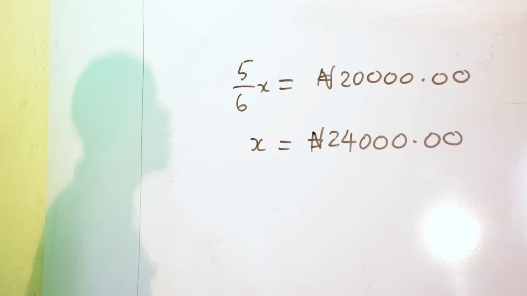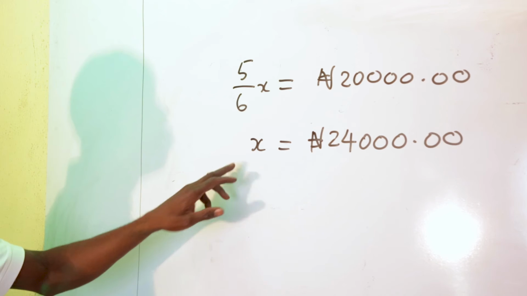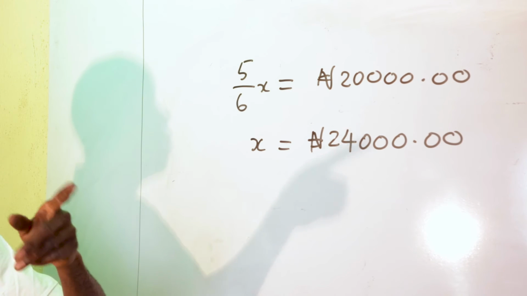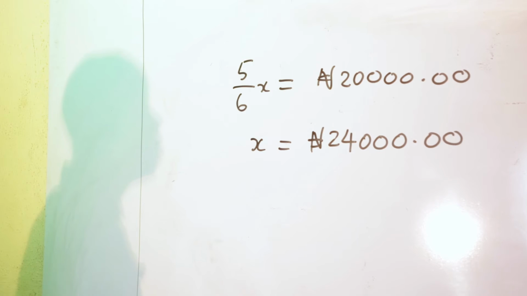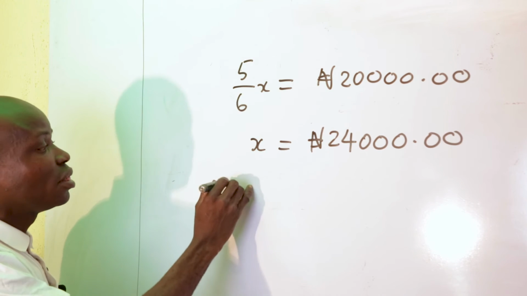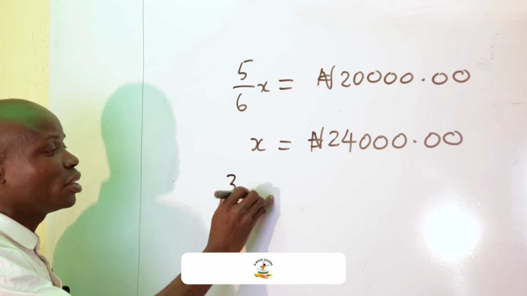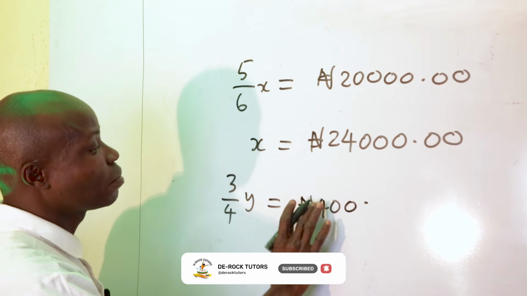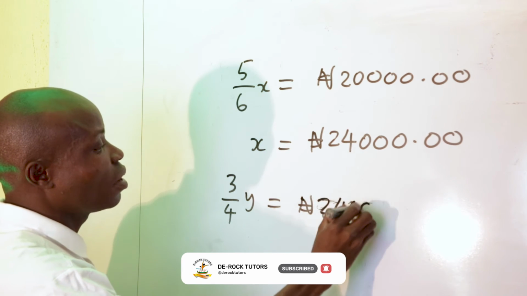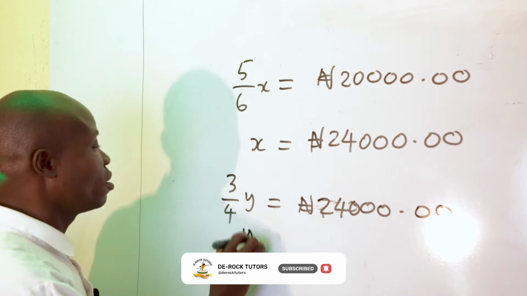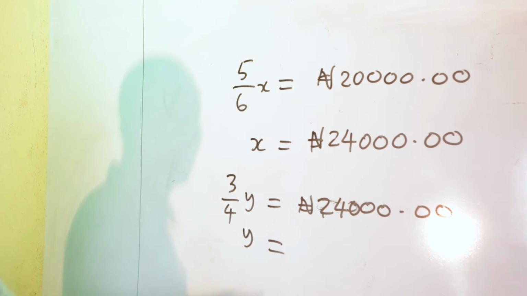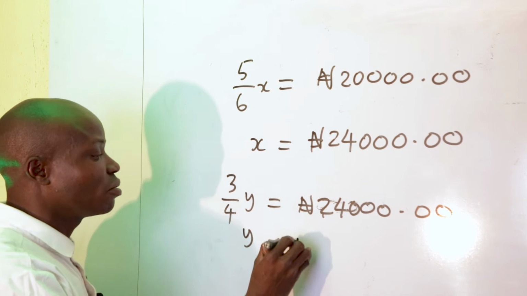Now, this 24,000 naira is equivalent to 3/4 of the original salary obtained by the man. So that tells us that 3 over 4 y now equals 24,000 naira. And to obtain the value of y is going to give us 32,000 naira.